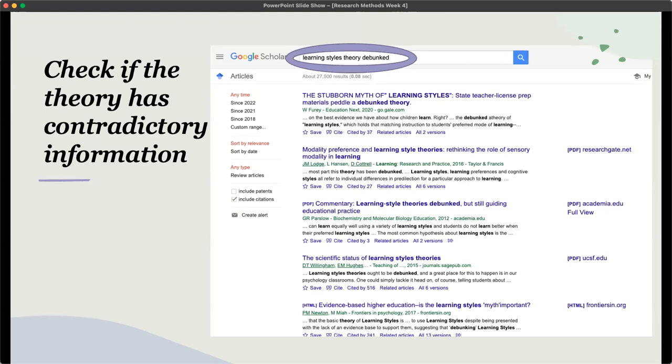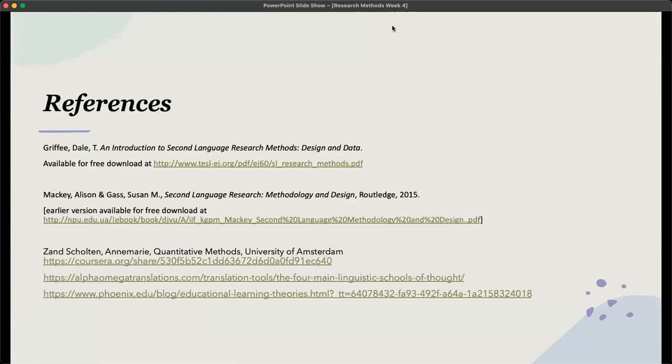So this is a little bit more on what to look for and what to incorporate into the background information section. Of course, again, here are my references.